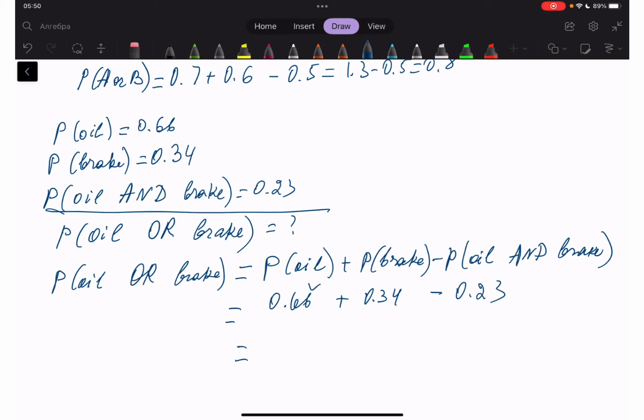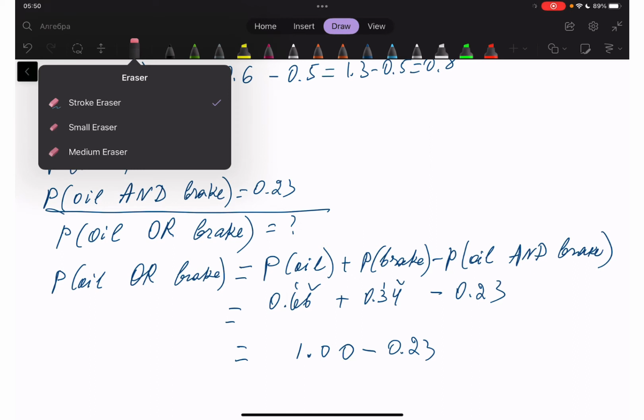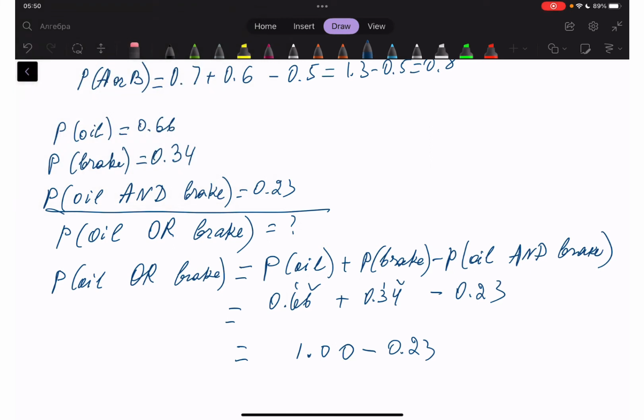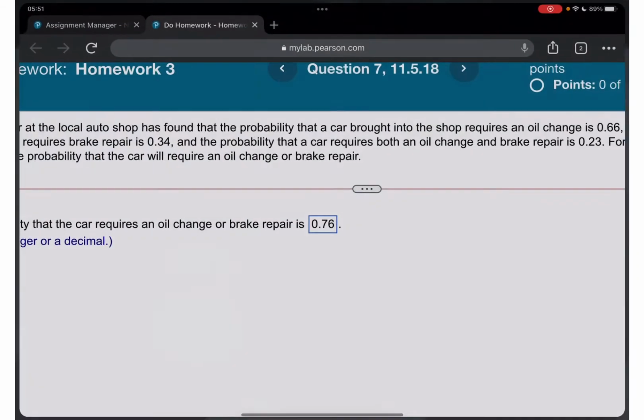So let's start. 6 plus 4 is 10. 1 is mine. 6 and 3 is 9. And 1 is going to be 10. And this 1 will roll over, will be 1. Minus 0.23. Okay. I'm going slow so you can see. So borrowing from this one, 10 minus 3 is going to be 7. So here will be left 9. 9 minus 2 is 7. And here will be 0 because I borrowed that one already. So 0.77.